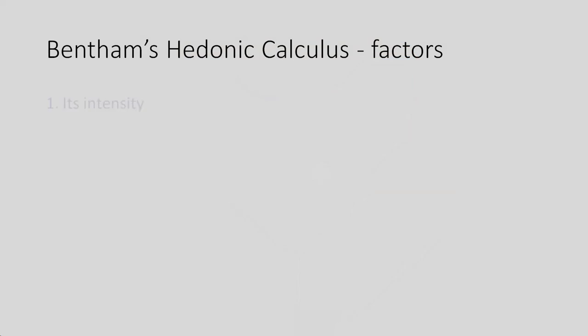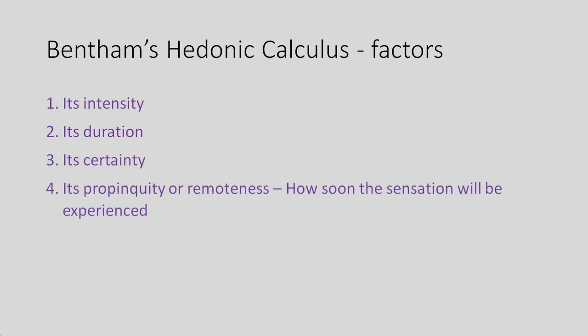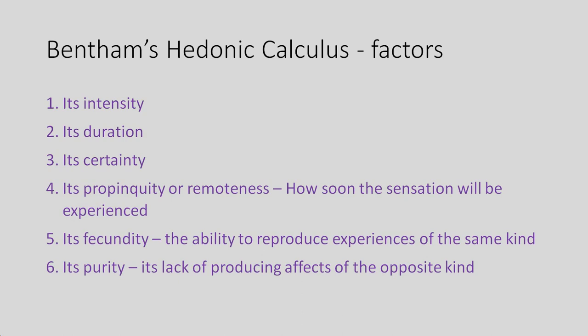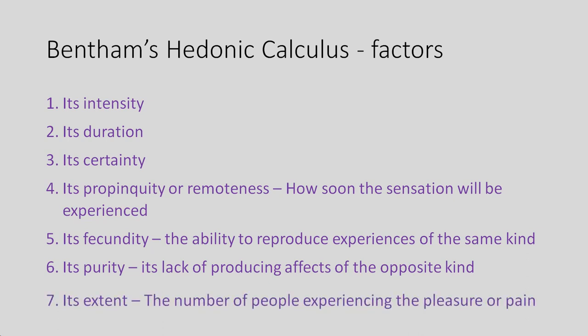The list includes its intensity, its duration, its certainty, its propinquity or remoteness, which is how soon the sensation will be experienced, its fecundity, the ability to reproduce the experience of the same kind, its purity, its lack of producing effects of the opposite kind. To determine the value of pain or pleasure amongst a given group, these 6 properties are considered, as well as a 7th, its extent, which is the number of people who are affected by the given pleasure or pain.